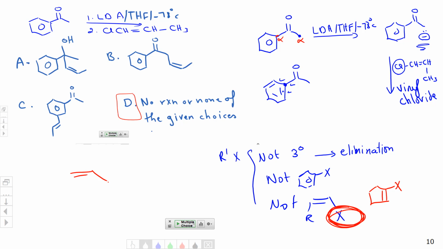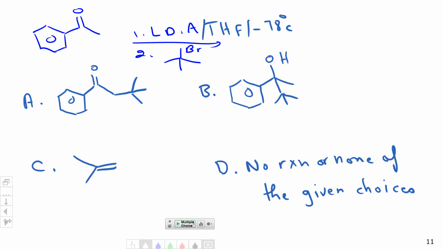Is this a vinyl? So if I put this as the reagent, would the reaction take place? Yes, because this is an allyl, not a vinyl. And the limitation is only for the vinyl and the phenyl definitely. Does this make sense? Okay, let's go to the next one.